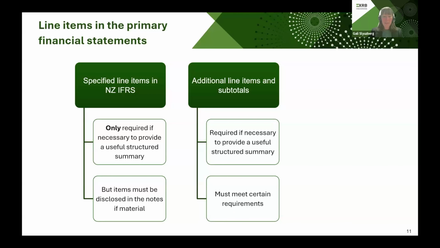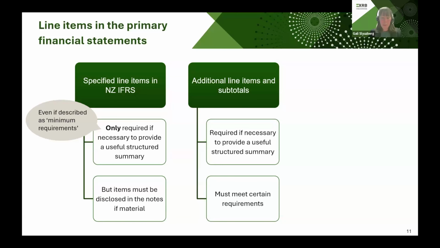Now let's talk in a bit more detail about the line items presented in the primary financial statements. NZ IFRS 18 explicitly states that you do not have to present a particular line item if that line item is not necessary for the statement to provide a useful structured summary. This is the case even if a standard describes a line item as a minimum requirement. But if the information provided by the item is material, then this information must be disclosed in the notes.